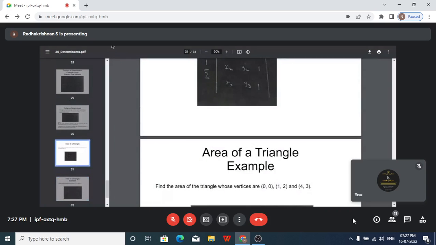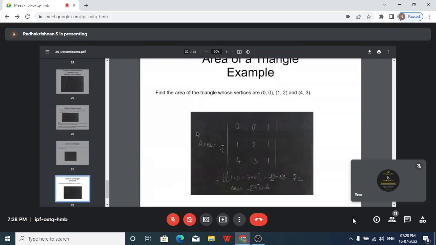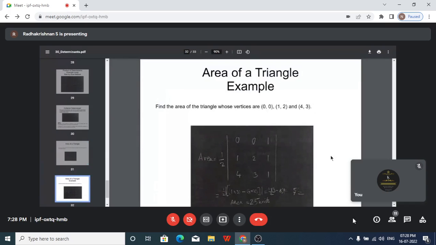For example, the three vertices of a triangle are 0, 0, 1, 2, 4, 3. Its area is given by half into, so what do you do? x1, x2, x3 we put as first column: 0, 1, 4. Second column y1, y2, y3, which is 0, 2 and 3. Third column we put 1, 1, 1. Now we evaluate this determinant.